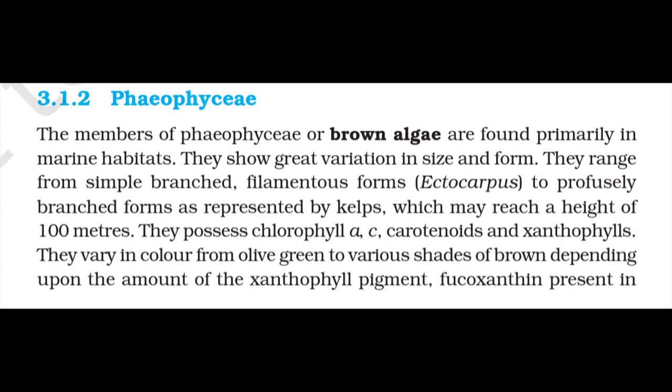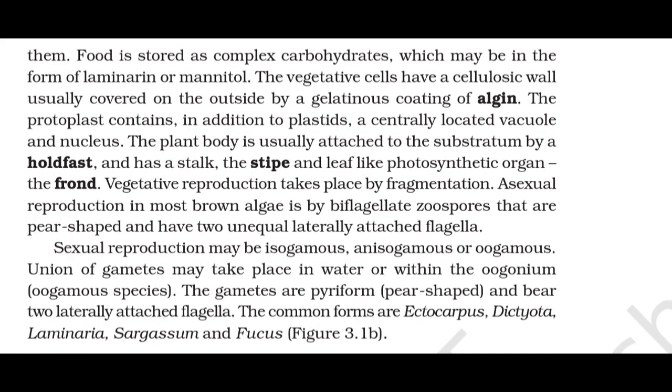Food is stored as complex carbohydrates, which may be in the form of laminarin or mannitol. The vegetative cells have a cellulosic wall usually covered on the outside by a gelatinous coating of algin. The protoplast contains, in addition to plastids, a centrally located vacuole and nucleus. The plant body is usually attached to the substratum by a holdfast, and has a stalk, the stipe, and a leaf-like photosynthetic organ, the frond.